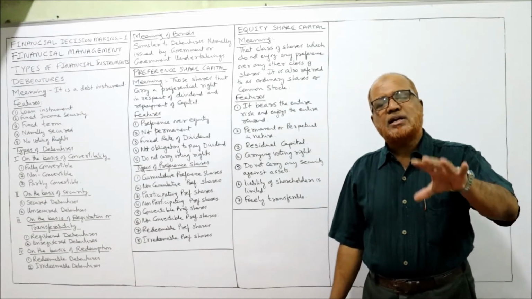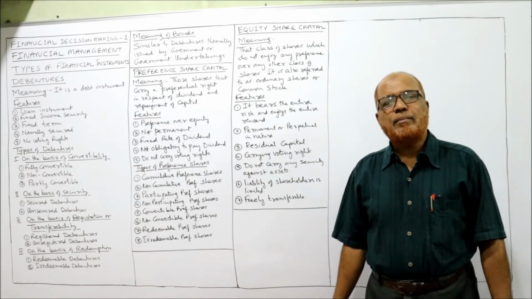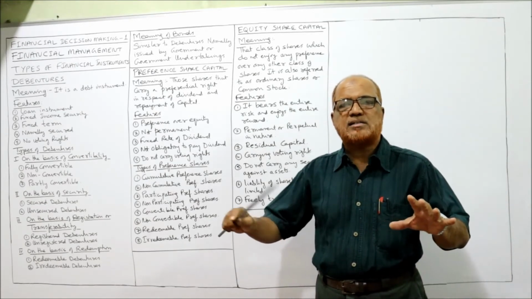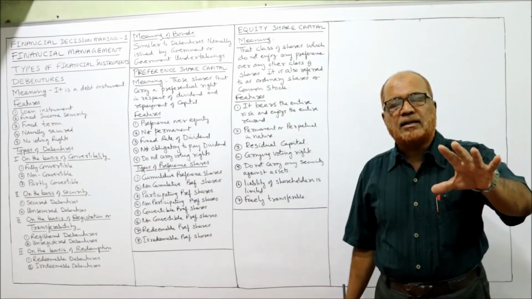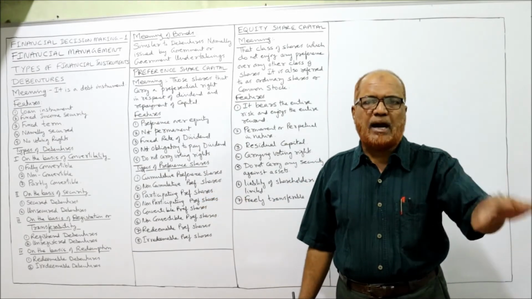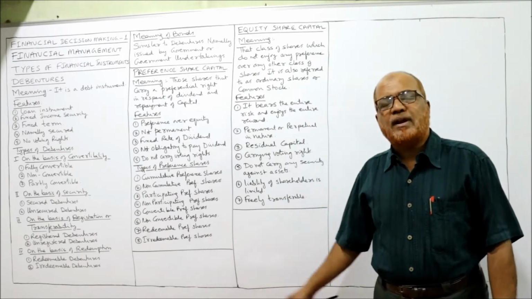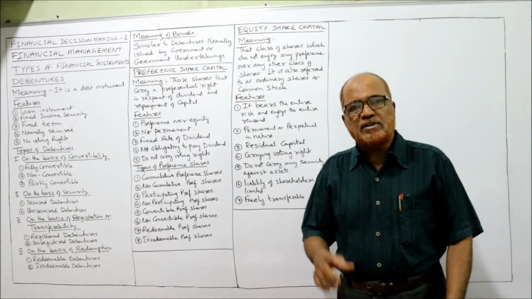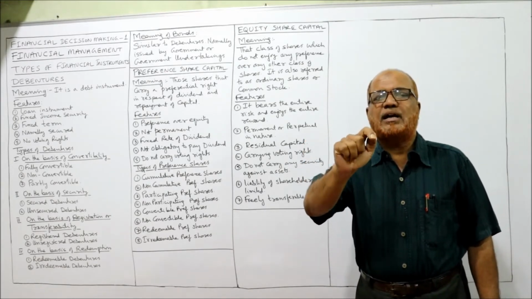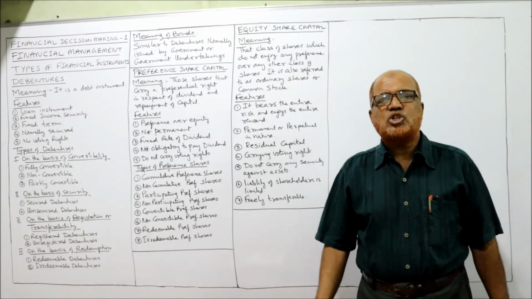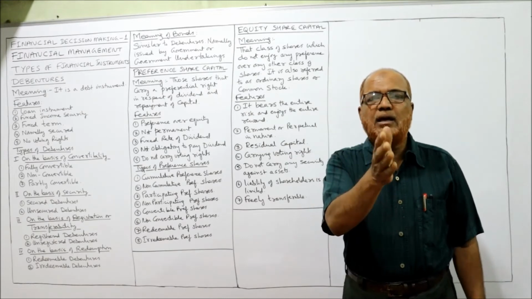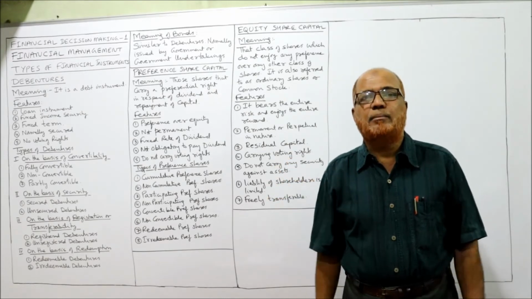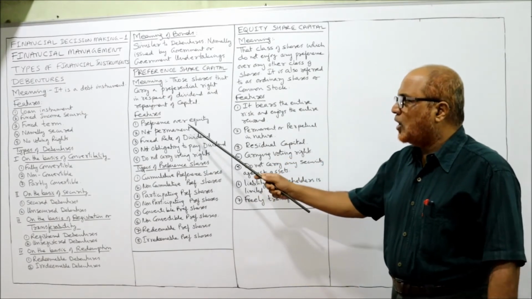Second, not permanent. See, equity share capital is permanent. Permanent means always, as long as company is not wound up. Till that time, equity share capital will be attached with the company. But preference share capital may not be permanent. That means it will have a specific period. After a specific period, it will be redeemed. The preference shares may be redeemed, but equity share will not be redeemed. That is the difference.